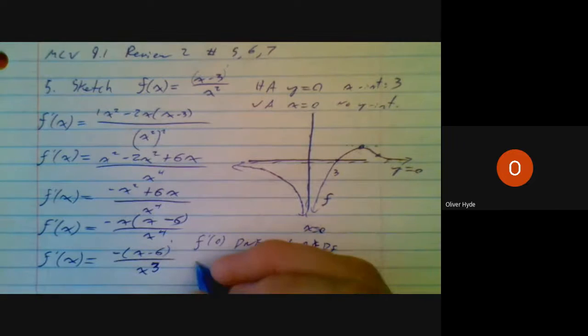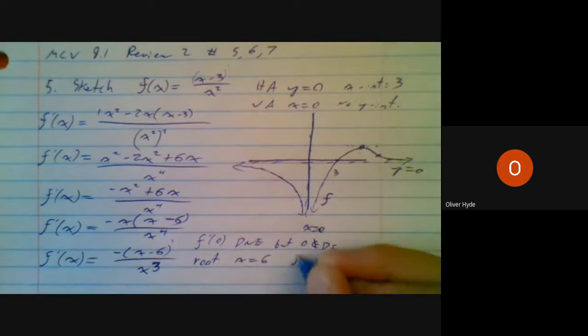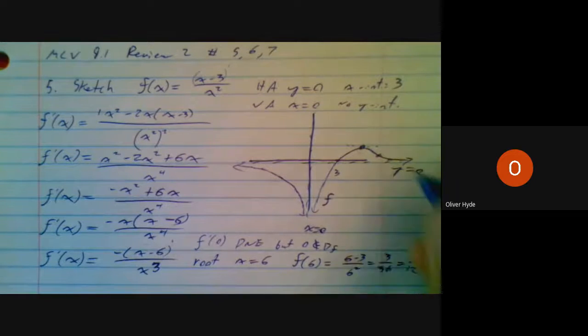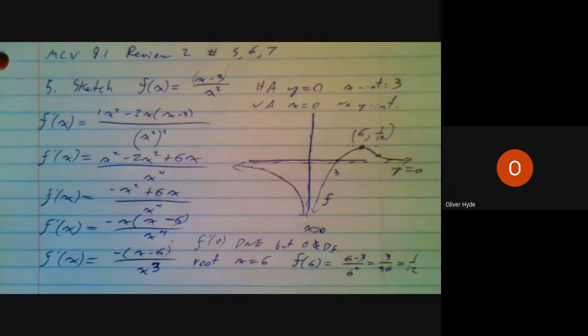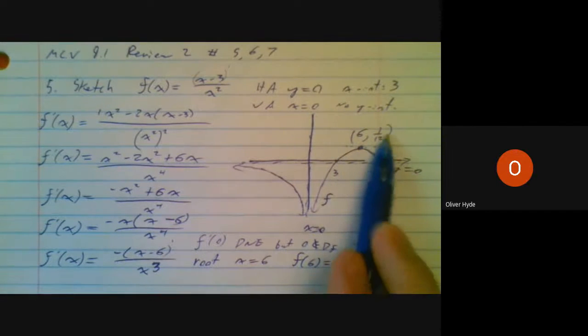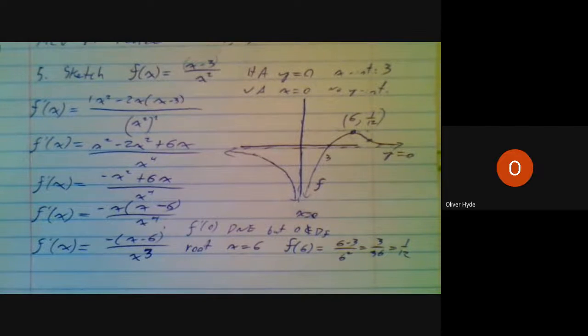So let's just communicate here. I see that there is a root when x equals 6. f of 6 is going to be 6 minus 3 all over 6 squared. What's that? 3/36 or 1/12. So this is 6 comma 1/12. And I'm not going to worry about making that height very small there. Is 1/12 a small number? There's a lot of numbers smaller than it.